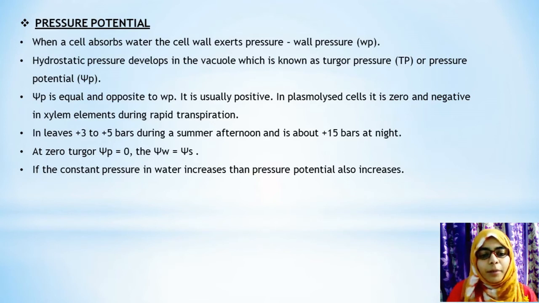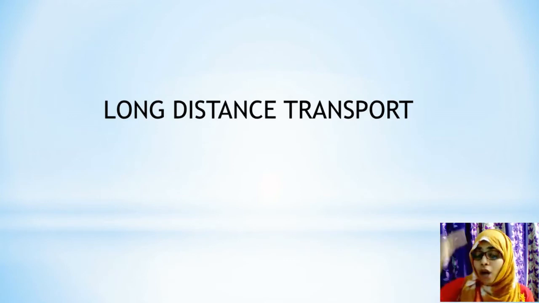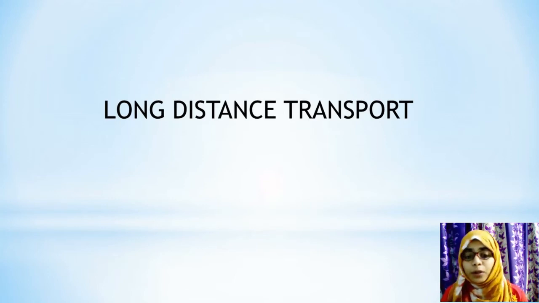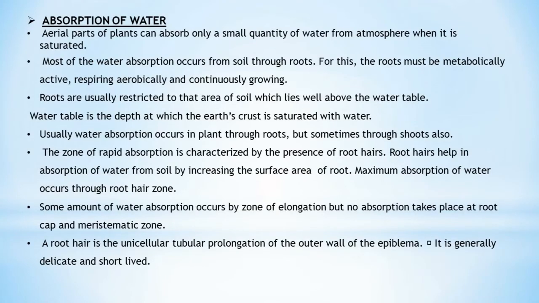Okay, so coming to the next slide. Now we are discussing long distance transport. Long distance transport is nothing but the movement of substances from one place to another in very tall plants. You can see examples like the eucalyptus, coconut and banana trees. In these tall trees, how does the transportation take place? First one, absorption of water. How does the absorption of water take place?